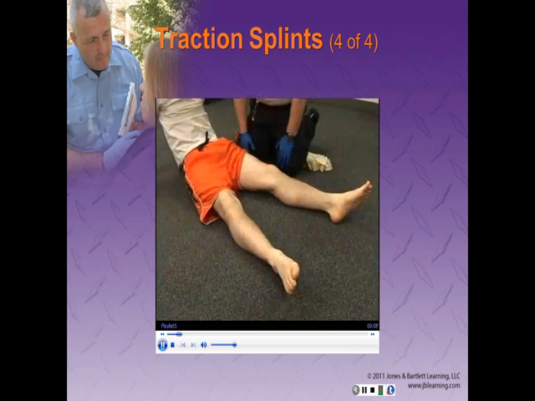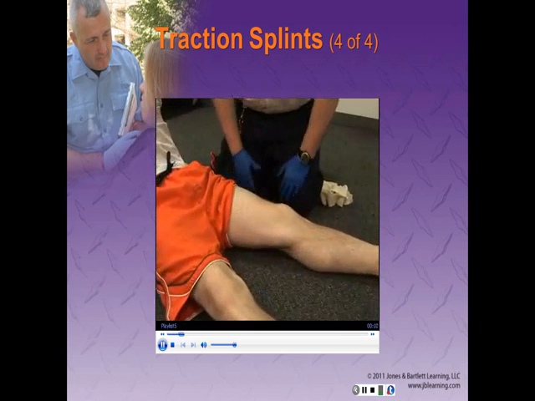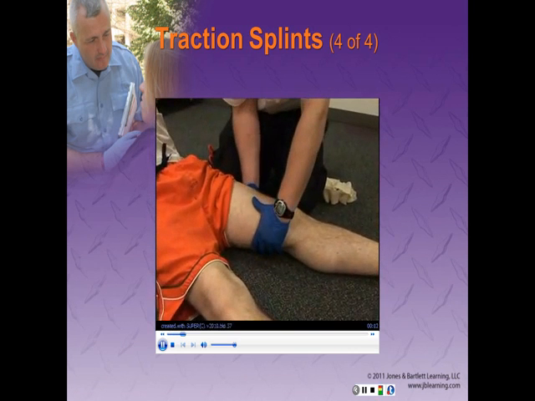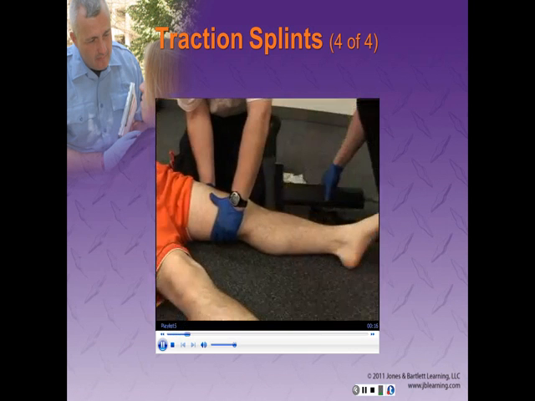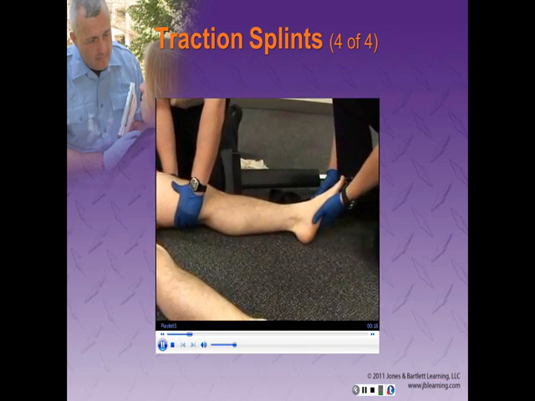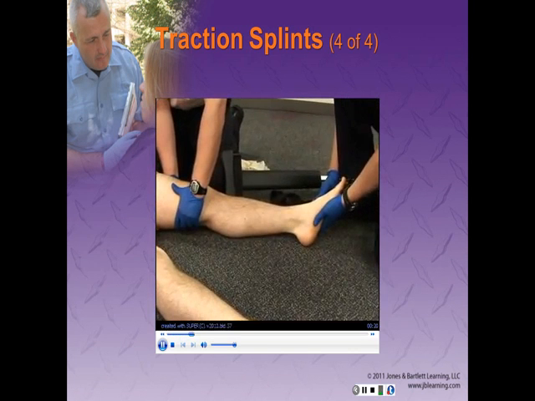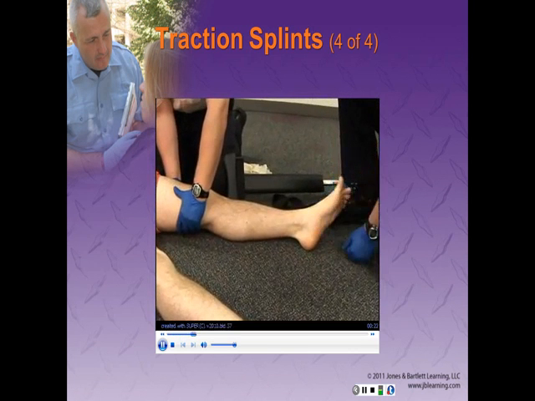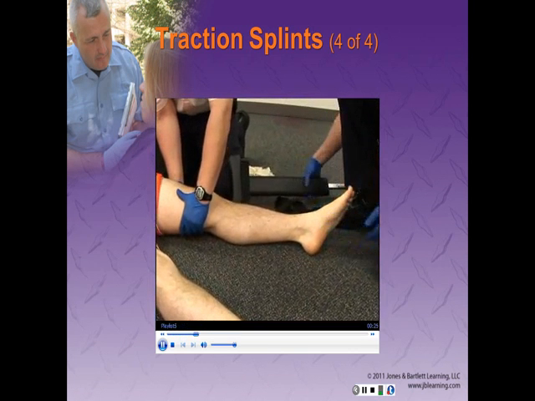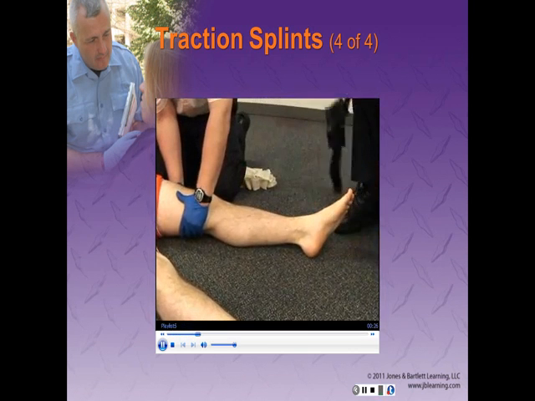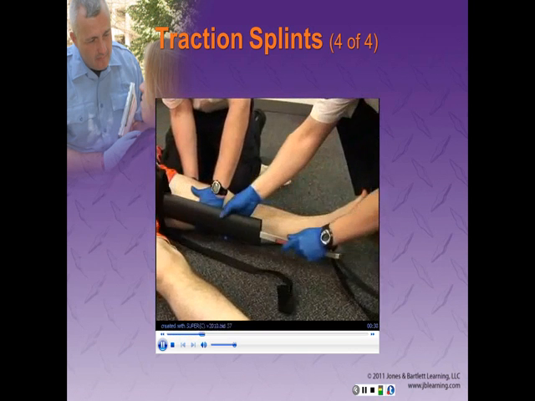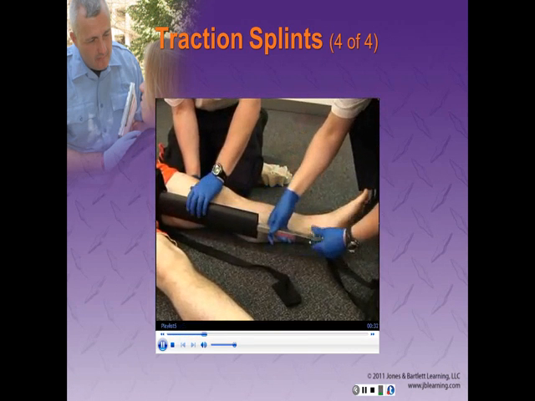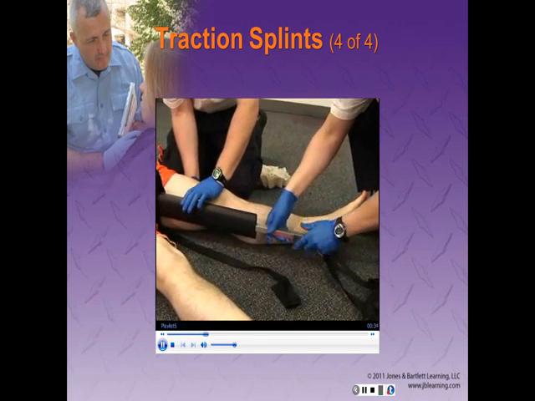Use appropriate body substance isolation before applying a Sager splint. The second rescuer needs to stabilize the fracture site by placing his hands gently around the patient's thigh. Rescuer 1 checks distal circulation and assesses the patient's distal sensation and motor skills. Rescuer 1 then positions the splint between the patient's legs, resting the splint saddle against the ischial tuberosity.